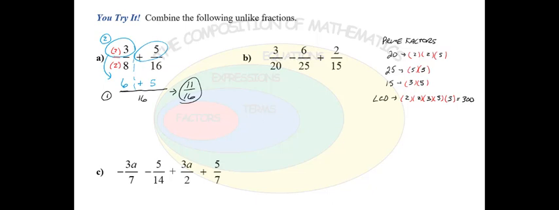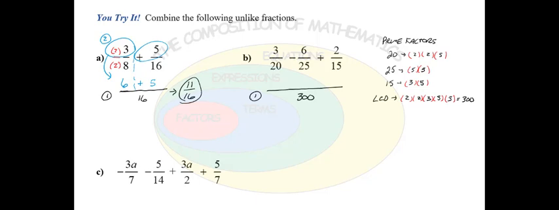Alright, the next expression, 3 over 20 minus 6 over 25 plus 2 over 15. From the previous You Try It video, we did get the common denominator of 300. So I'm just going to write that down. 300 we found was our common denominator. But the reason why I put the prime factors up there again is to actually use when I need to fix each of these terms.